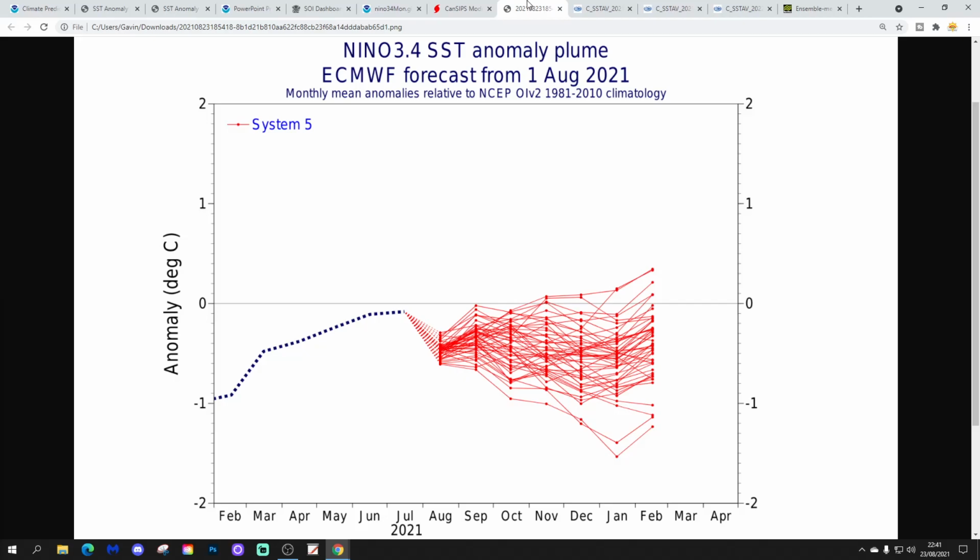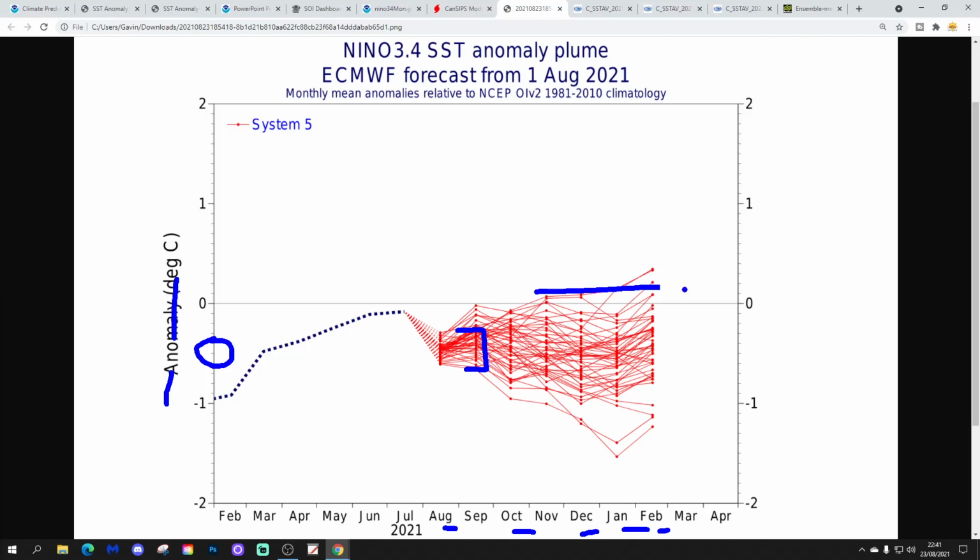ECMWF looks like this. So again, very similar to what we were looking at with the CFS. We have our temperature anomalies along the side. We have our dates, monthly periods along the bottom. The all-important number is around here, half a degree below average. At the moment, we're quite close to that, so we're Enso neutral to borderline La Nina as we get through towards the end of the year.